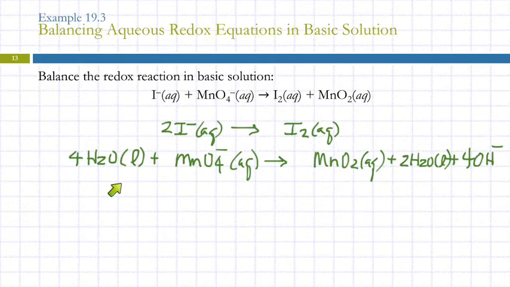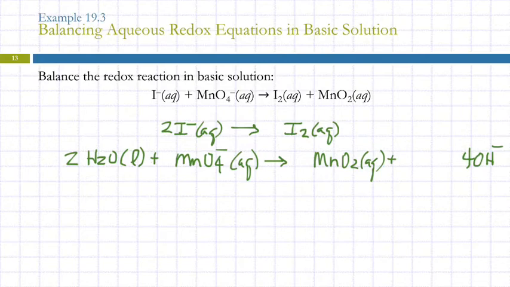So 4 water molecules and 2 on the other side. If I subtract 2 water molecules from each side, doing the same thing to both sides, it's still balanced, right? So I'm going to change this from a 4 to a 2, and I'm going to get rid of these 2. You can count up the H's and the O's and the Mn's, and it's still balanced.